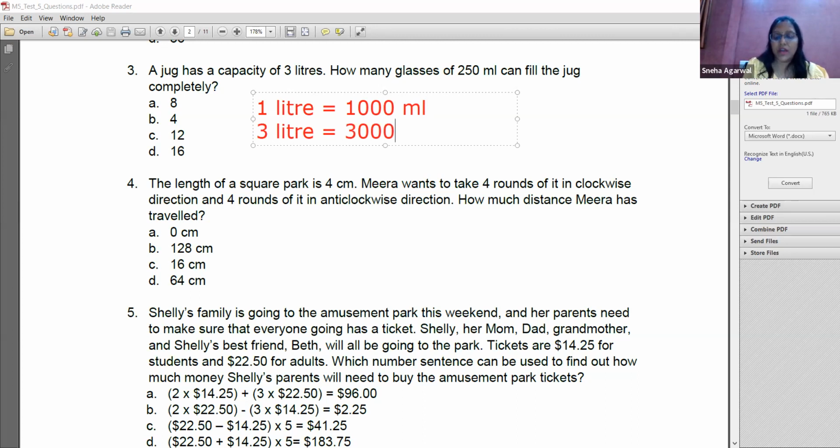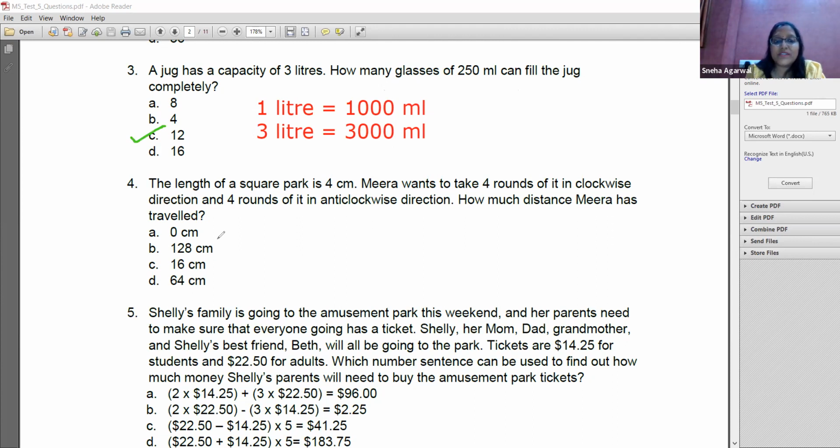So here, how many glasses of 250 ml can fill the jug completely? So 250 into 4 makes 1000. So how many will make 3000? How many glasses? 12. Yes, that's correct. Very good, guys. Now, next question.